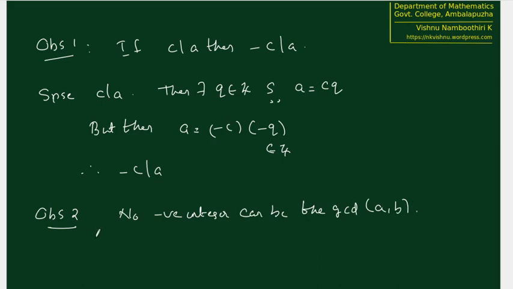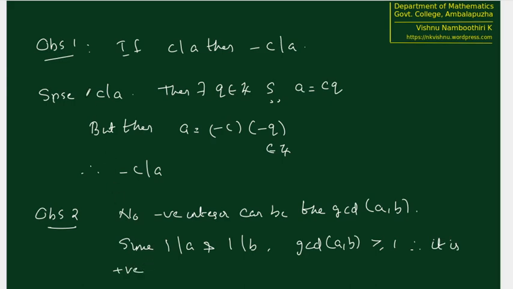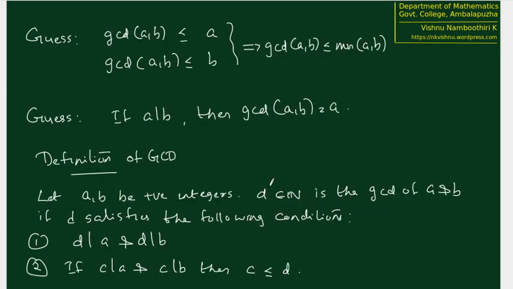Why is this? Because every negative integer is going to be less than 1, and 1 is a common divisor. The largest common divisor must be greater than or equal to every common divisor. Therefore, it must be greater than or equal to 1. The reason is this: since 1 divides A and 1 divides B, the GCD of A and B must be greater than or equal to 1, and so it is always positive. So the condition we have taken here, that D belongs to N, is not really necessary.